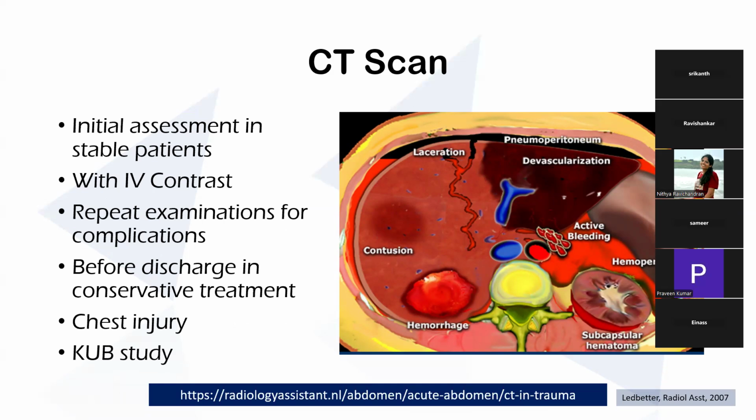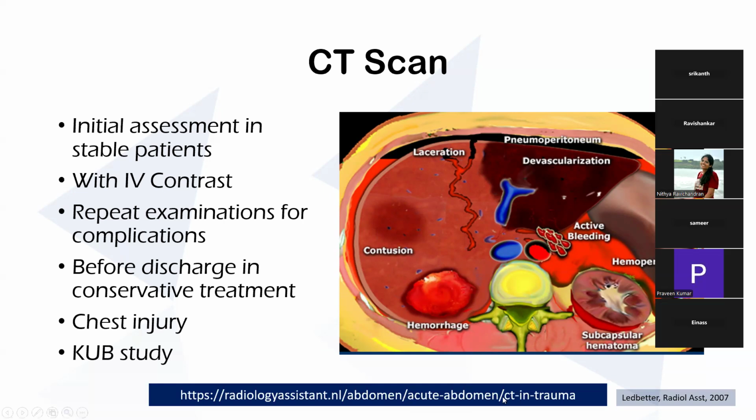Okay, so CT is very useful in initial assessment of stable patients. Unstable patients, don't send them to CT. Of stable patients, we usually prefer to do it with an IV contrast. Repeat examination 6 to 8 hours later may be considered if you're still not sure of what's going on. And when you have done conservative treatment for a liver or a spleen injury, it is probably wise to do it to look at the status of the subcapsular hematoma or fluid collections before discharge.